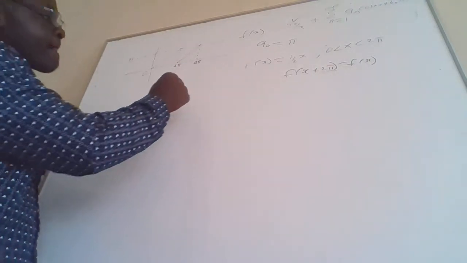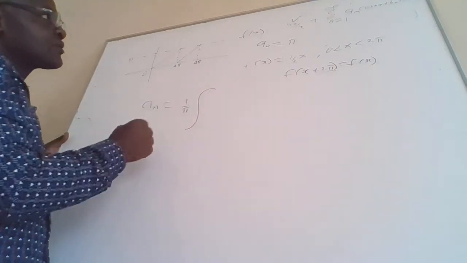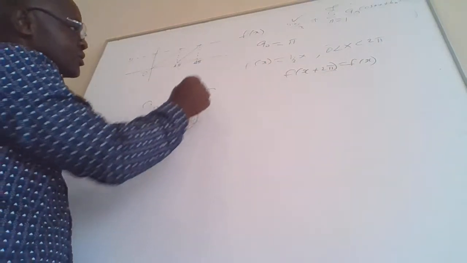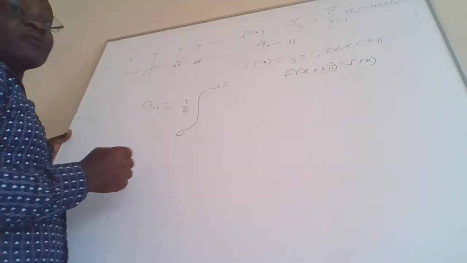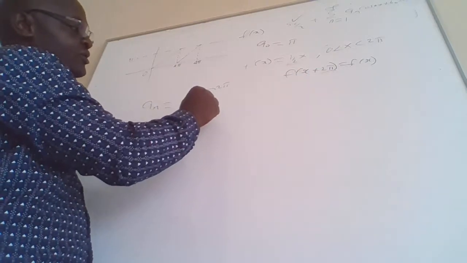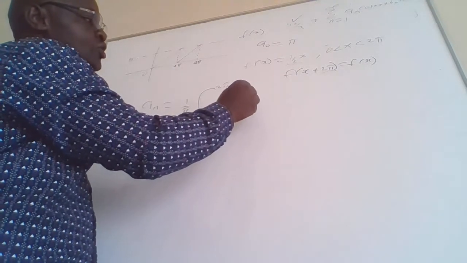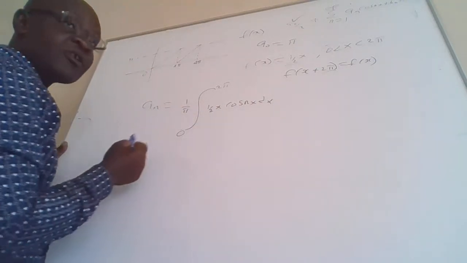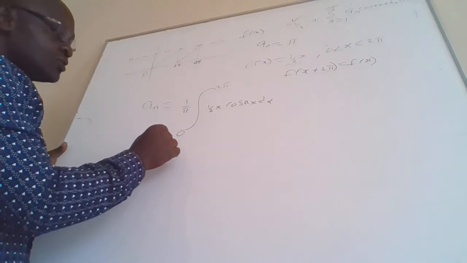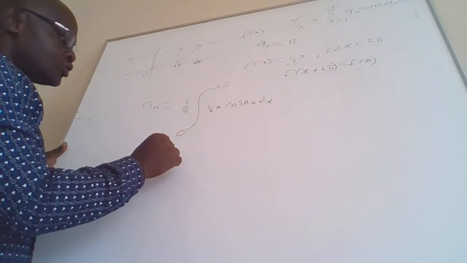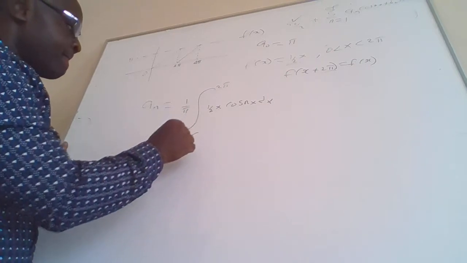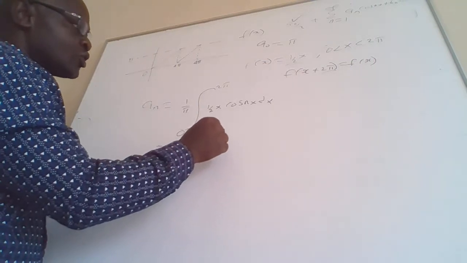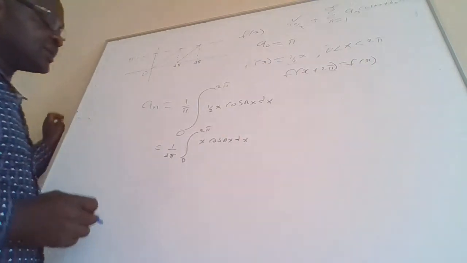An is given by 1 over pi. The integral, we are integrating from 0 to 2 pi. Our f of x is a half x cos nx dx. So we take out a half because it's a constant. So this equals 1 over 2 pi, we are integrating from 0 to 2 pi. Then we have x cos nx dx.